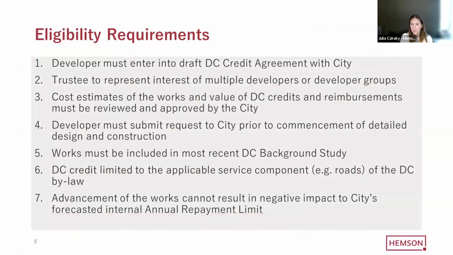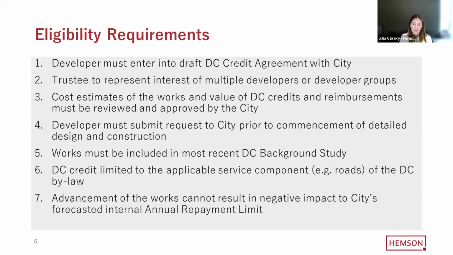And then in terms of eligibility requirements outlined by your draft policy, they're listed here. First off, the developer must enter into a DC credit agreement. If there are multiple developers or developer groups involved, a trustee will be required to represent their interests. The cost estimate of the works and the value of DC credits and reimbursements must be reviewed and approved by the city. The developer must submit a request to the city prior to commencement of detailed design and construction. The works must be included in the most recent DC background study, as I mentioned previously.